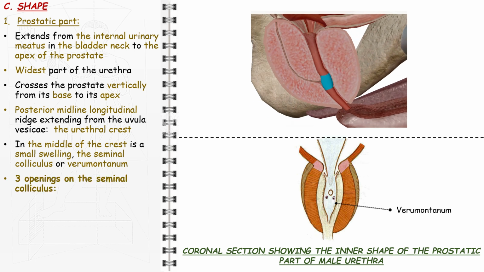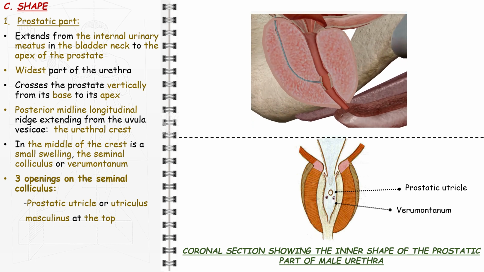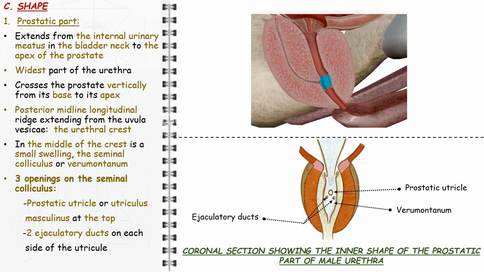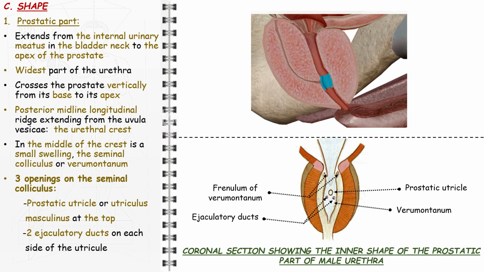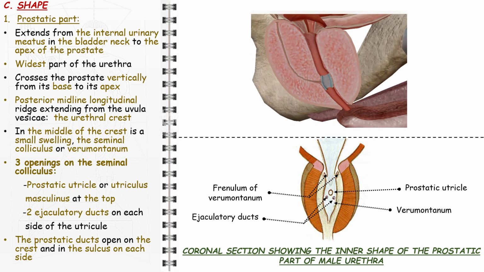3 openings are seen on the seminal colliculus. At the top, the opening of the prostatic utricle, a 6 millimeter deep pouch, and, on each side of the latter, the openings of the 2 ejaculatory ducts. The upper end of the verumontanum splits into 2 folds, the frenulum of verumontanum. The prostatic excretory ducts open in the crest and in the sulcus on each side of it.